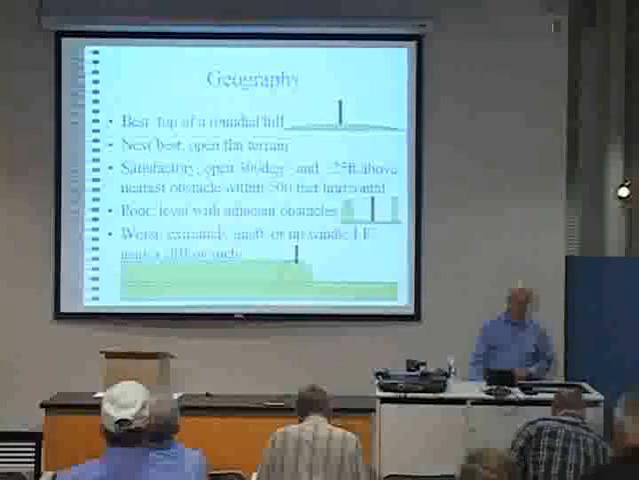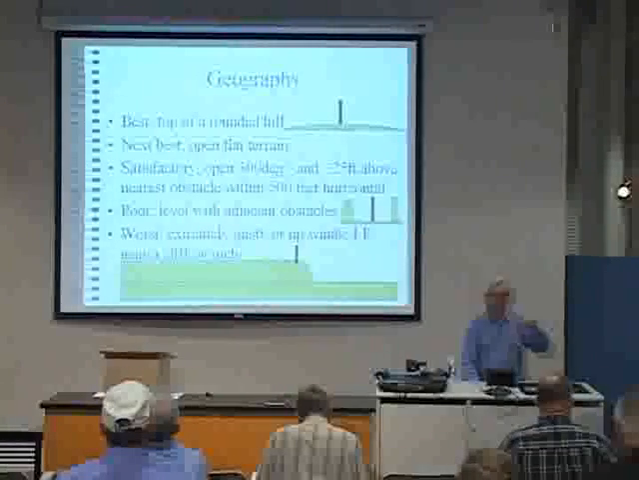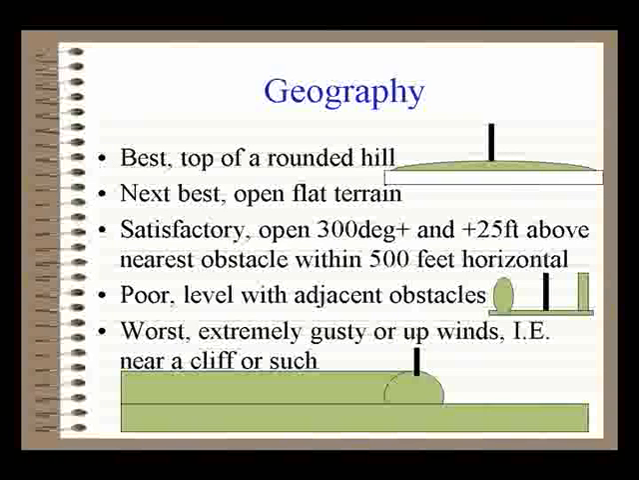That's ideal if possible. The next best is just open flat terrain where you've got the wide open expanse. You don't have to worry about any obstacles in the way. So the wind is going to just kind of howl through there basically as much as it can. It is okay, and we call it satisfactory here, if it's somewhat open, somewhat not open. We roughly say 300 degrees and 25 feet above the nearest obstacle within 500 feet horizontal.